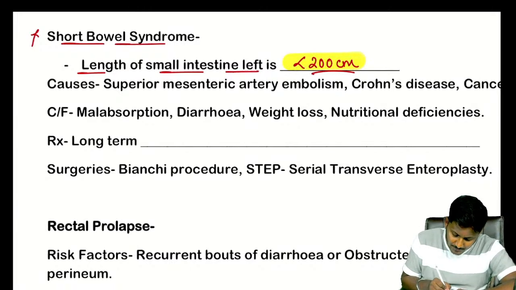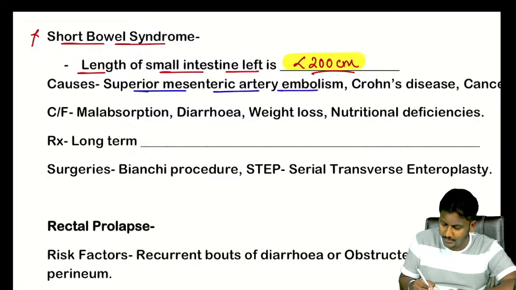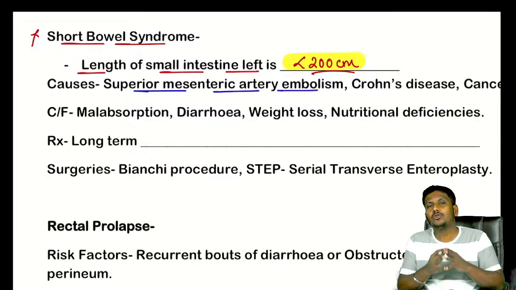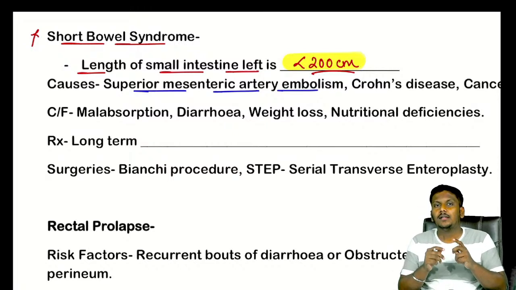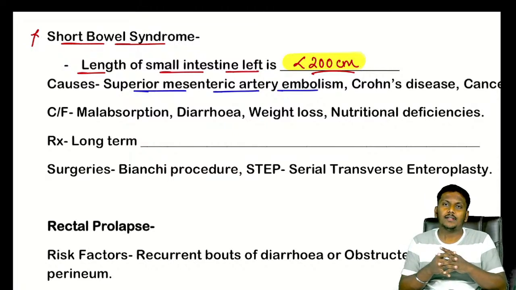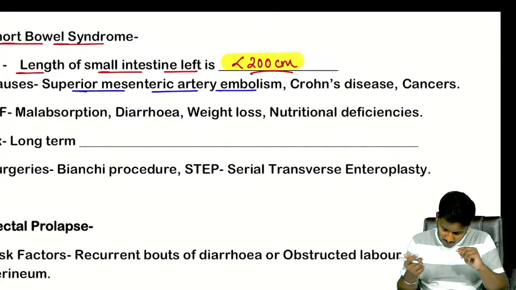The causes in this patient will be either a superior mesenteric artery embolism. I have told you that superior mesenteric artery embolism is the most common cause of mesenteric ischemia. And due to mesenteric ischemia, there will be strangulation and necrosis of the intestine. So if there is necrosis of intestine, you have to cut out the majority part of the intestine. And that's the reason the patient may have short bowel syndrome as a complication.